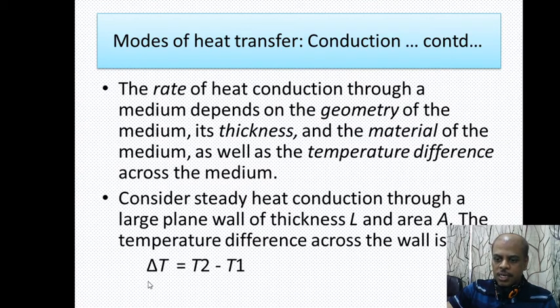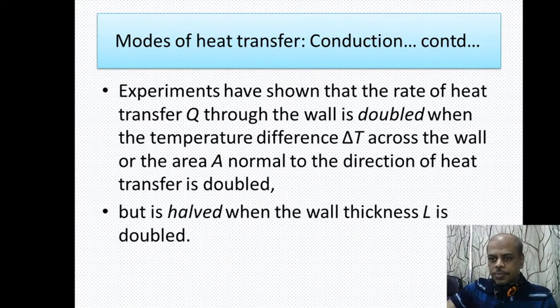Delta T means the temperature difference between T2 and T1. At one side of the wall there is temperature T1, at the other side of the wall there is temperature T2. So from T1 and T2, the temperature difference is delta T. When this arrangement is there and we are trying to study the amount of heat transfer, let us call it Q.